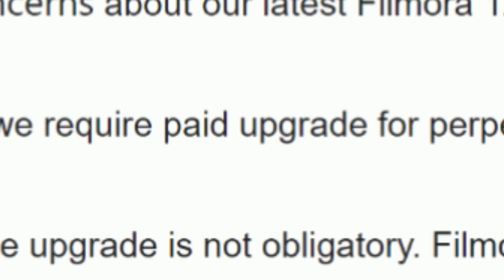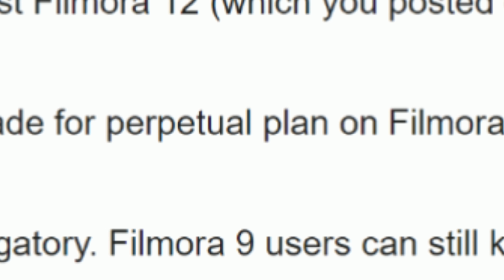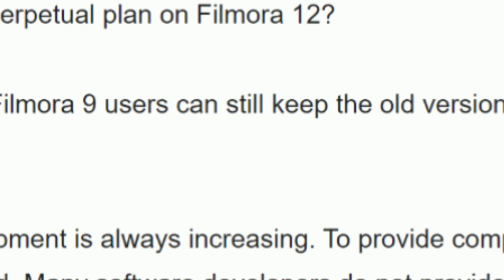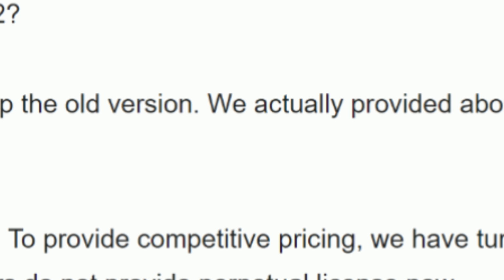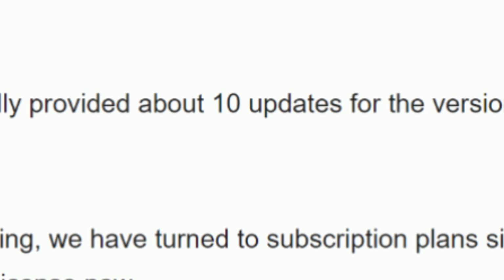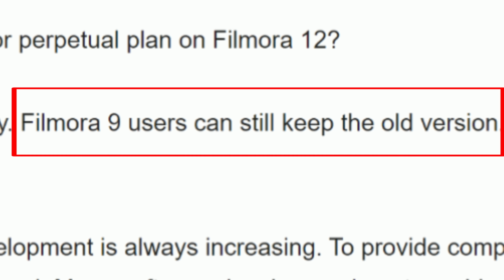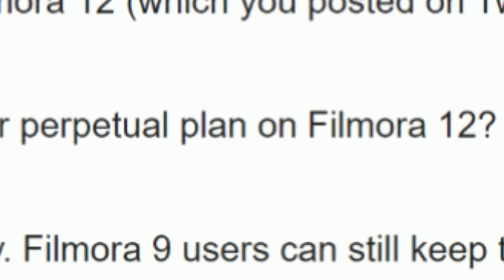Why do we require paid upgrade for perpetual plan on Filmora 12? First, the upgrade is not obligatory. Filmora 9 users can still keep the old version. We actually provided about 10 updates for this version, and these updates were free as promised. Wait, Filmora 9 users? Why are you talking about Filmora 9? That was years ago. Don't you mean Filmora 11? That's the version most people are updating from. And why are you talking about a perpetual plan?